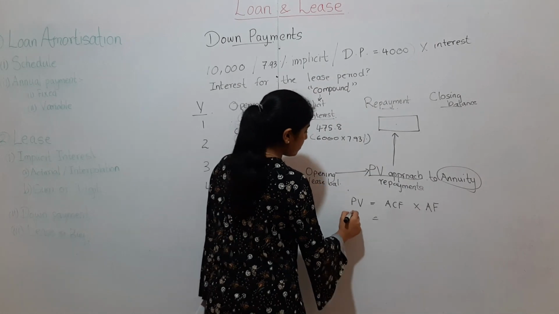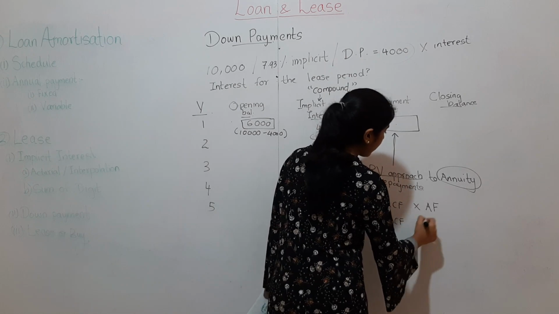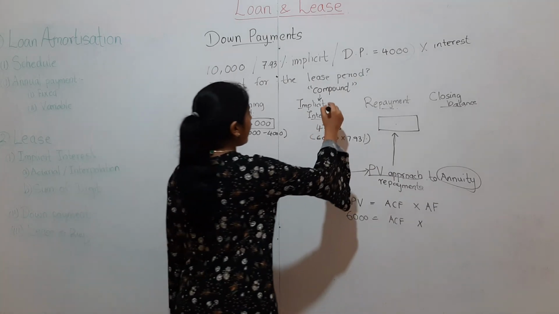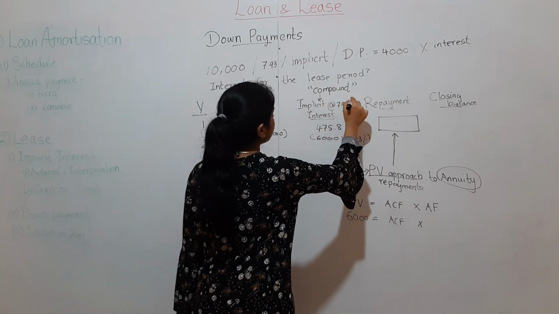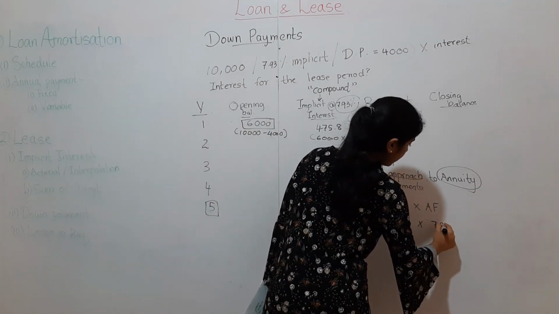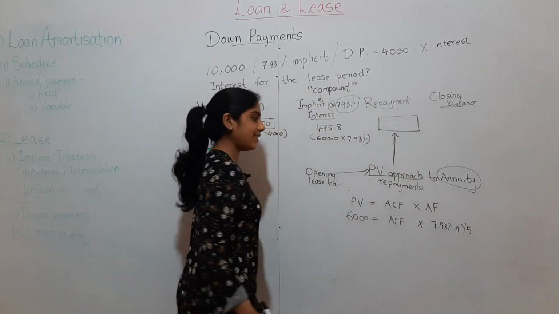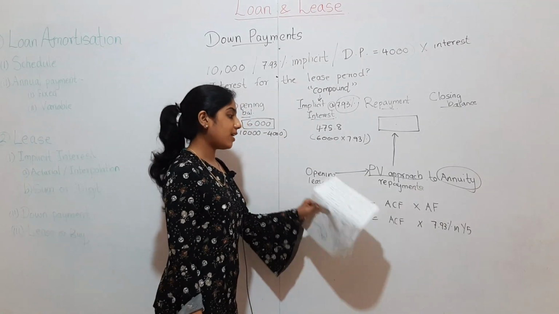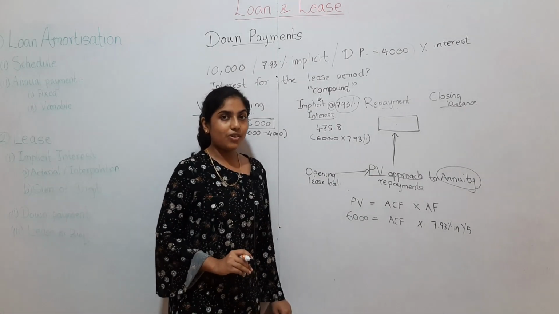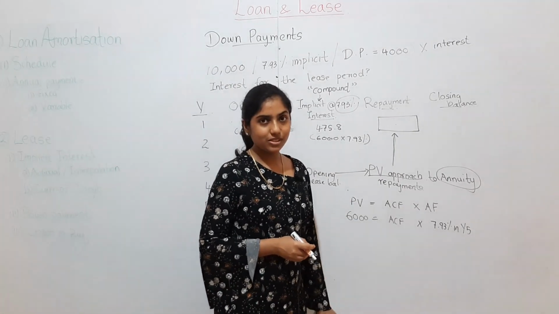Now, we know present value is 6,000. Annual cash flow is what we need to find. Annuity factor, we know it should be up to year 5 and at 7.93% as it is given in the question. So, it should be 7.93% in year 5. What is the value? I think it is not available in your annuity factor table because this is like the previous example continuation.